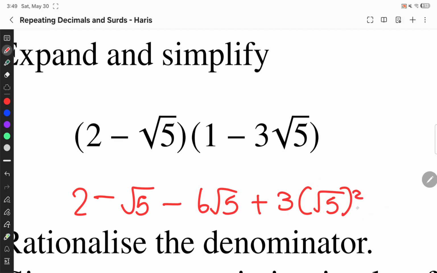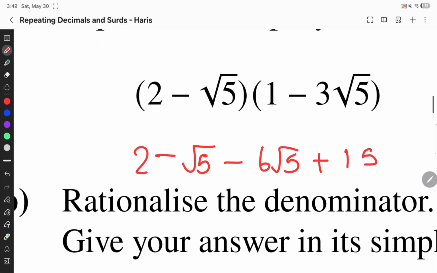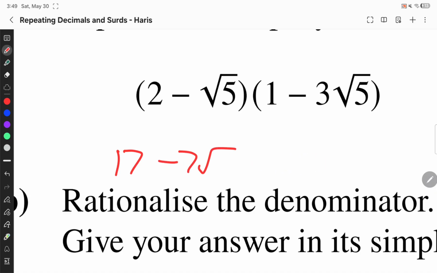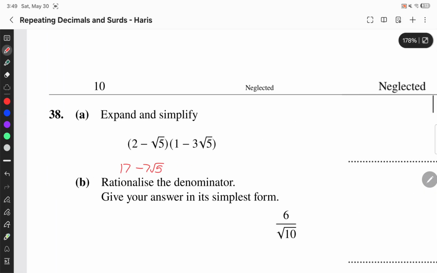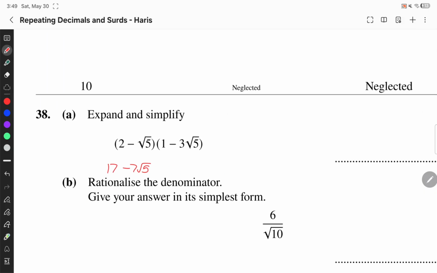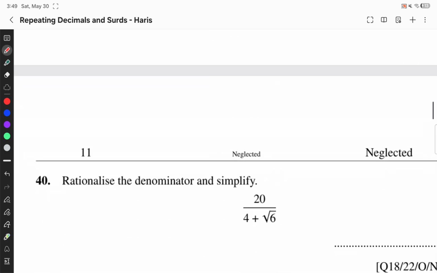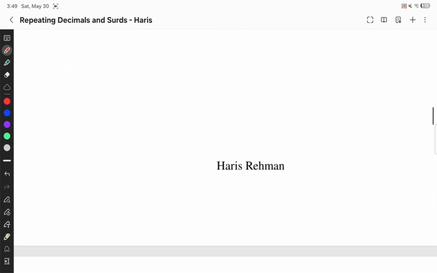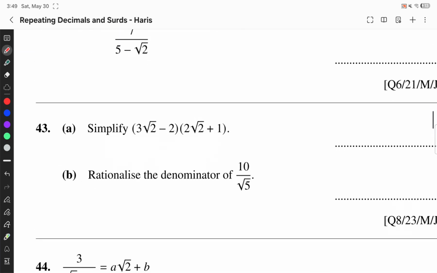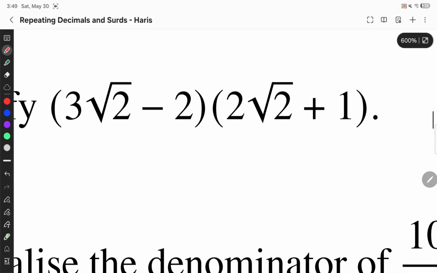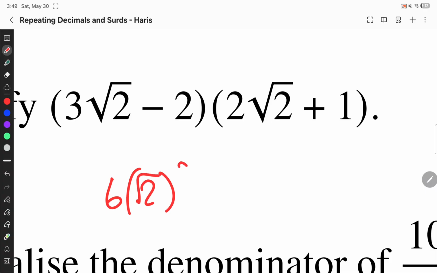Now root 5 squared cancels out to make 5, and carefully multiplying we get 15. 2 plus 15 is 17. Negative 1 negative 6 is equal to negative 7. So this evaluates to 17 minus 7 root 5. Let's do another one. First, so this is 6 times 6 root 2 squared.